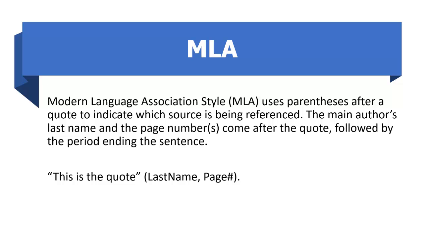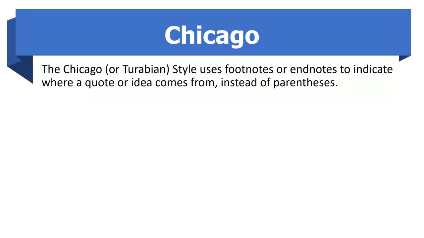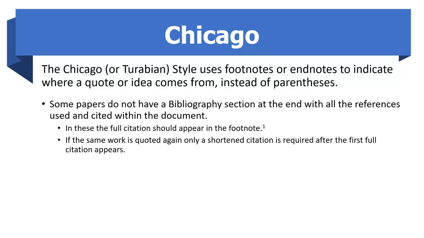MLA uses a parenthesis after a quote to indicate which source is being referenced. The main author's last name and the page numbers come after the quote. APA style also uses a parenthesis, but includes the year of publication and requires a P to indicate the page numbers. The Chicago or Turabian style uses footnotes or endnotes to indicate where a quote or idea came from, instead of parentheses.